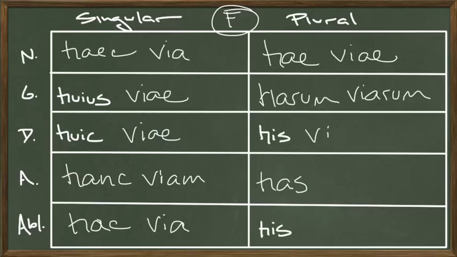I got distracted. His viis, these roads. Has vias, these roads again in the accusative. And by these roads or on these roads would be good: his viis. Alright, one more.